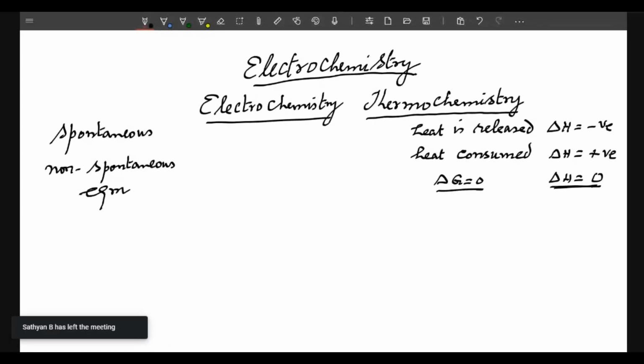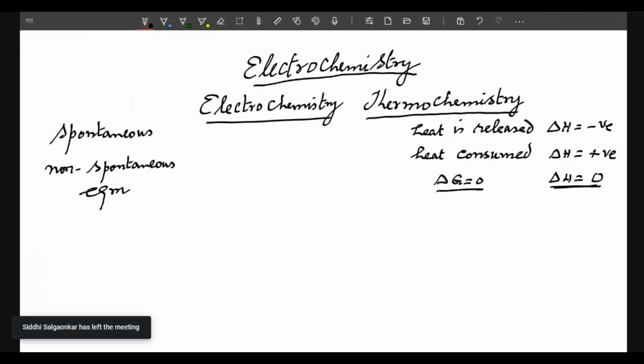You have studied this in thermochemistry. And then you studied various definitions: the heat of formation, heat of sublimation, heat of neutralization, heat of oxidation, etc. Then Hess's law of heat summation was developed. And you have studied many more concepts under this type of chemistry. So is the case with electrochemistry.